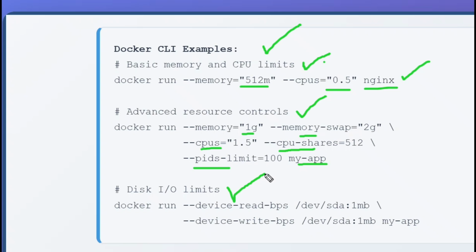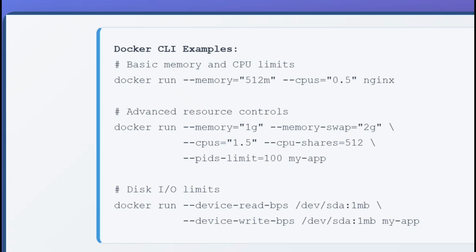Okay, and then the third one is disk input output limits. Here you can also control the disk read or write speed, what is the speed of that, by using these particular device flags. This basically helps to prevent your containers from hogging disk bandwidth. So this was the command docker run --device-read-bps, --device-write-bps, and this was the location, as well as the speed or bandwidth we can say. Okay, 1 MB. And finally the container name. So that is the example for Docker CLI.